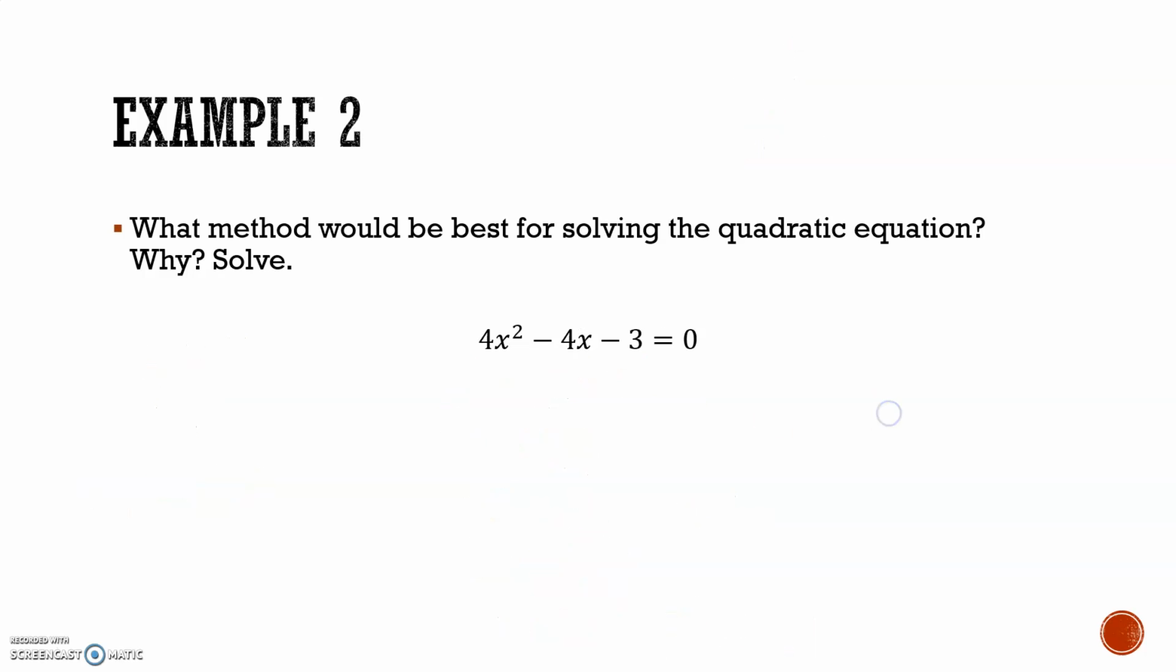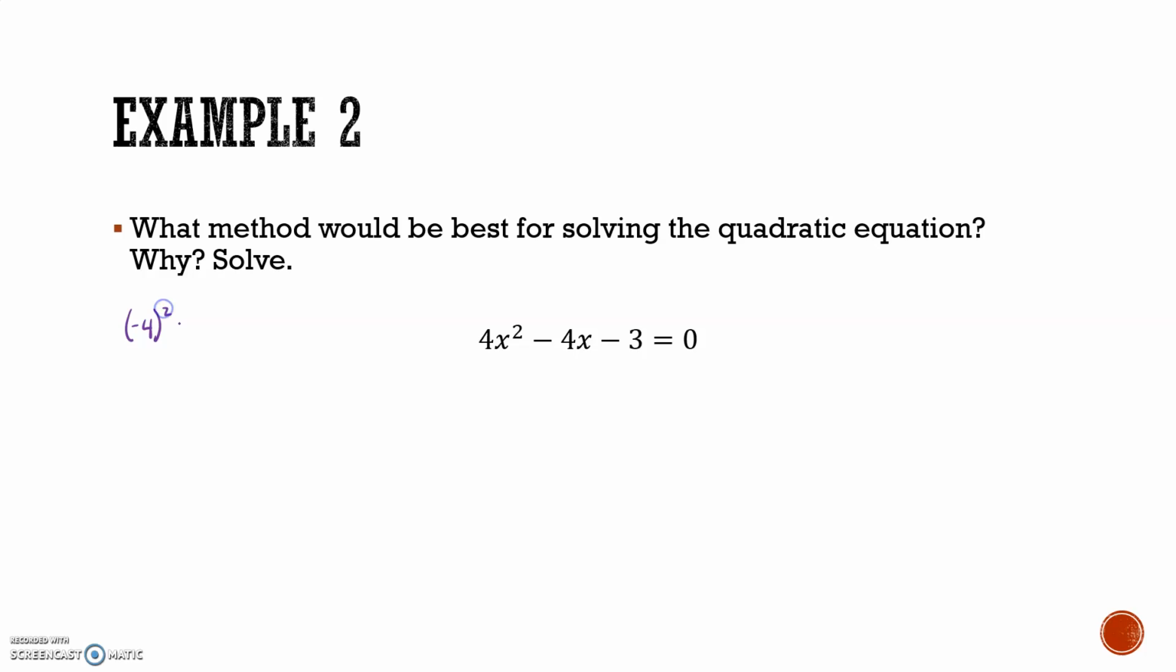All right. What method would be best? So let's do our discriminant. Everything's on the same side already. When you solve for the discriminant, what do you get? And what method would you use to solve as a result?